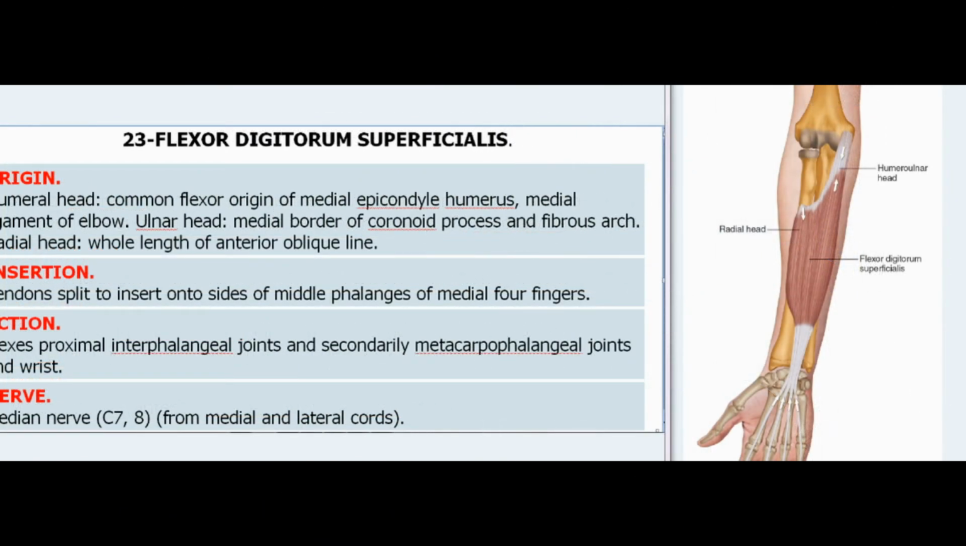23. Flexor digitorum superficialis. Origin. Humeral head, common flexor origin of medial epicondyle of humerus, medial ligament of elbow. Ulnar head, medial border of coronoid process and fibrous arch. Radial head, whole length of anterior oblique line. Insertion. Tendons split to insert onto sides of middle phalanges of medial four fingers. Action. Flexes proximal interphalangeal joints and secondarily metacarpophalangeal joints and wrist. Nerve. Median nerve, C7, 8, from medial and lateral cords.